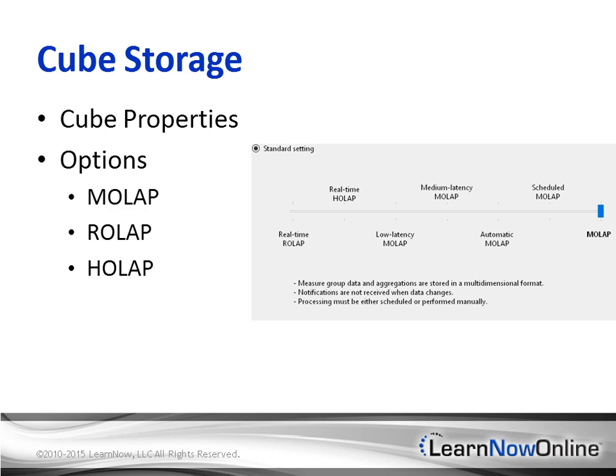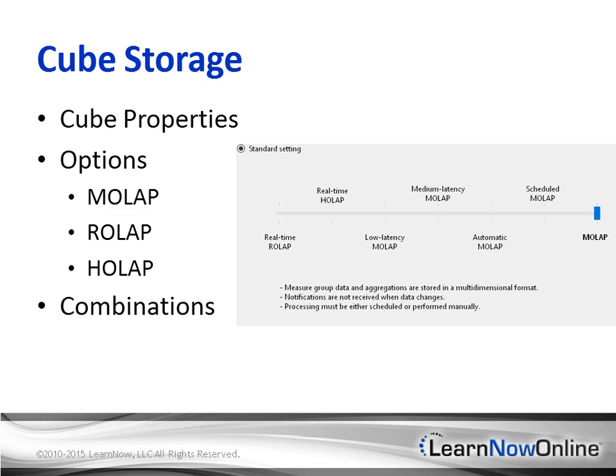ROLAP is an option that does not pre-aggregate data in the cube database. Access while reporting is through queries to the source system. HOLAP is a hybrid of ROLAP and MOLAP and tries to determine the optimal way to store data in pre-aggregated form in the database. There are combinations of these options, and they take very different paths, and really the paths are picked based on the structure of the cube and the underlying data.